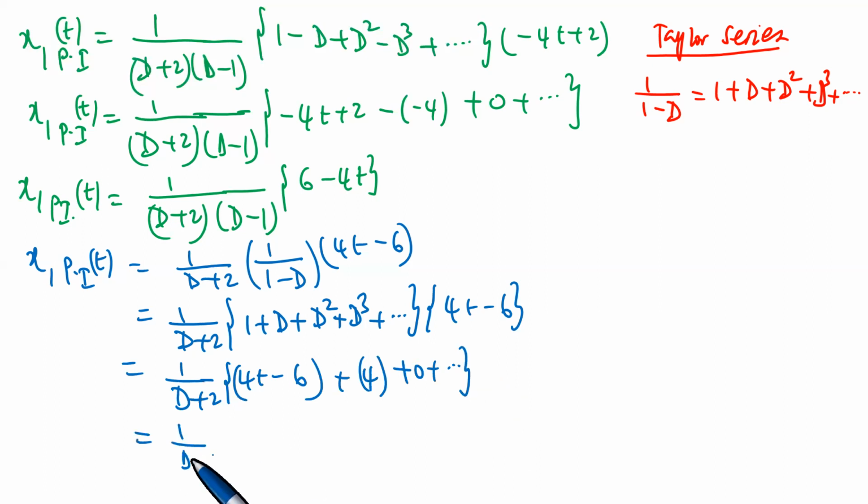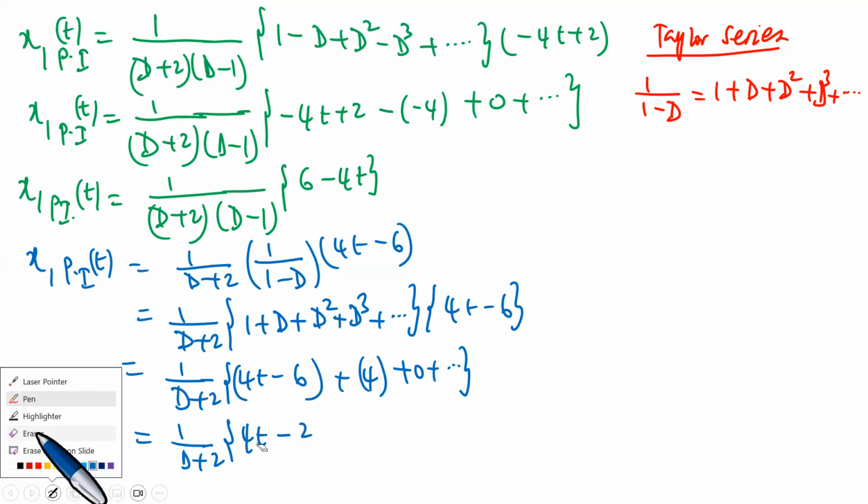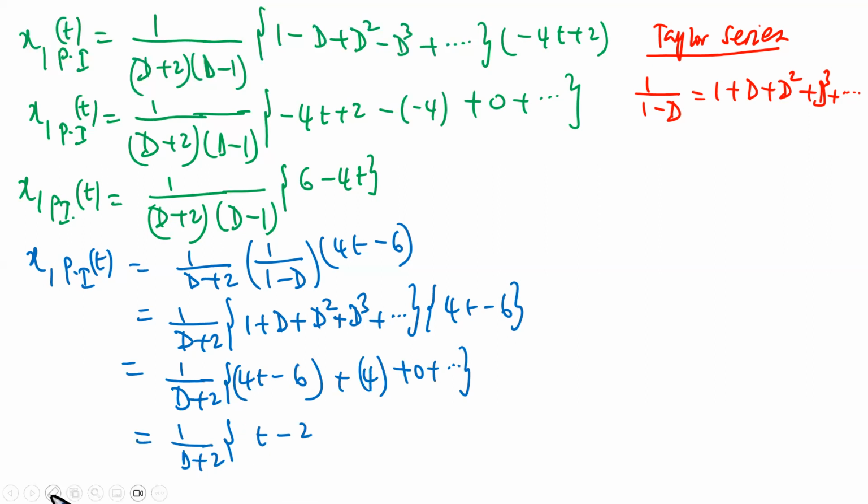This is 1 over d plus 2, 4, 4t minus 2. This is what we get. Now we're just left with this one, so we must just transform it to look like that one.